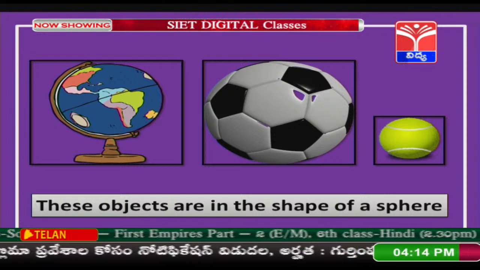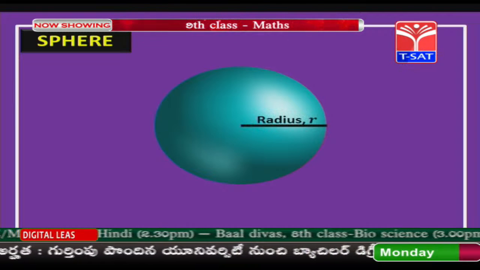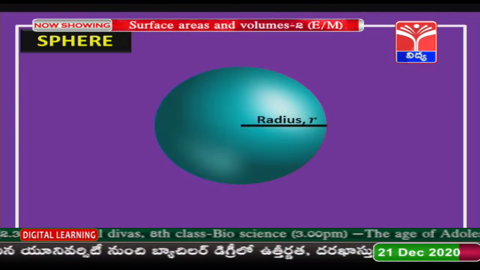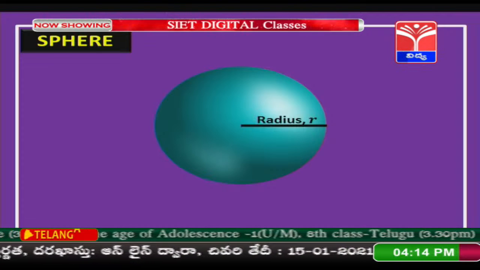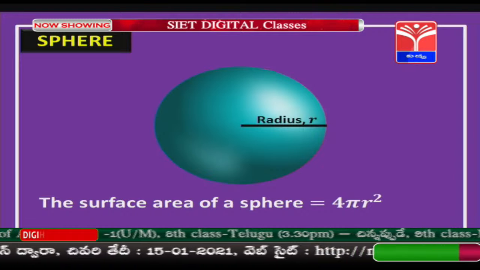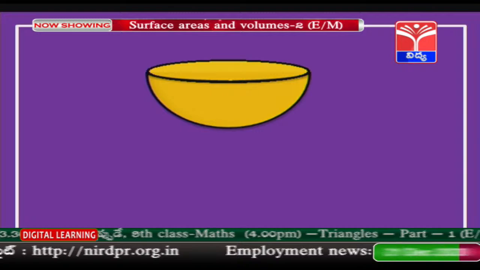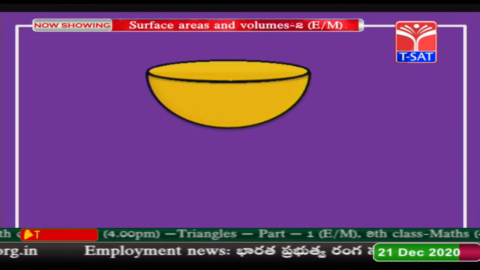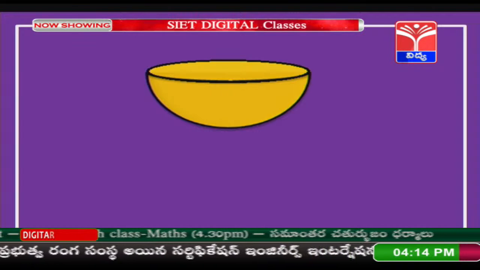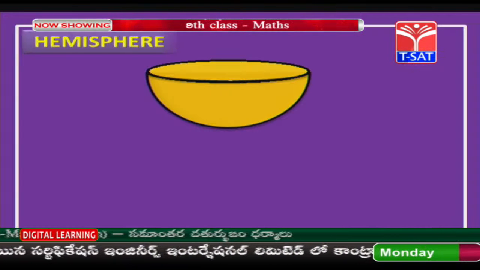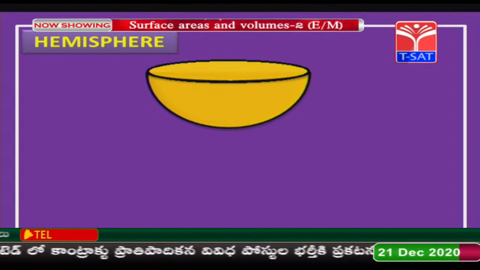You are right. Now, we are going to learn about a sphere. The line joining the center to any point on its surface, we call it its radius, denoted by r. The surface area of a sphere is given by 4 pi r square. Now, take a look at this object shown on your screen, children. What does it represent? Yes, it represents exactly half of a sphere. We call this a hemisphere. Half the sphere is called hemisphere.